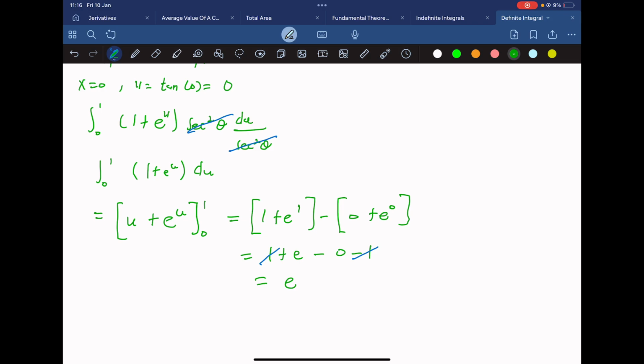That wraps up our introduction to definite integrals. I hope you are feeling more confident in evaluating them and understanding how they connect to real-world applications.